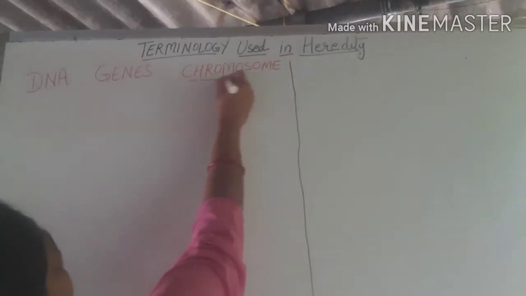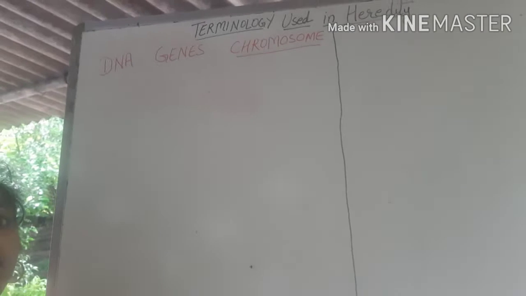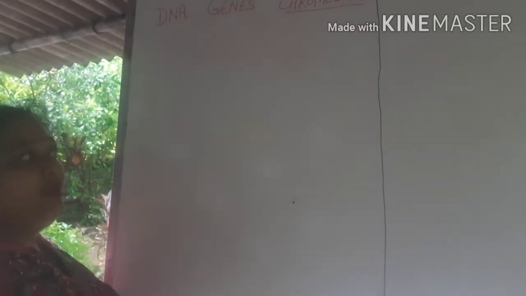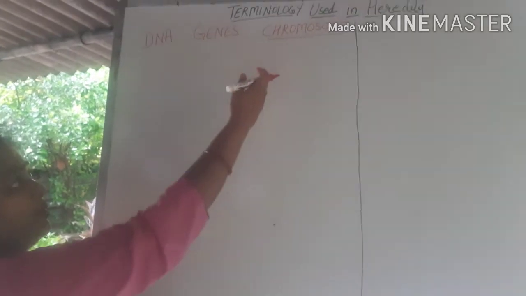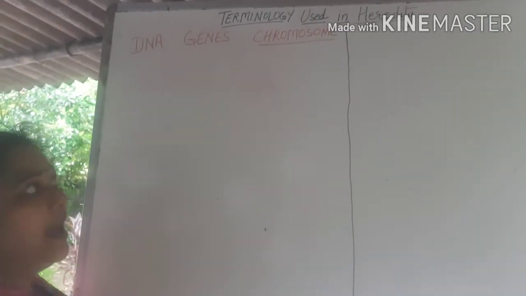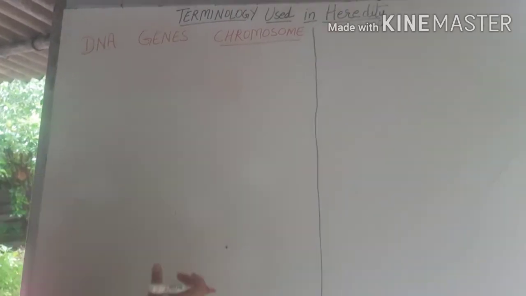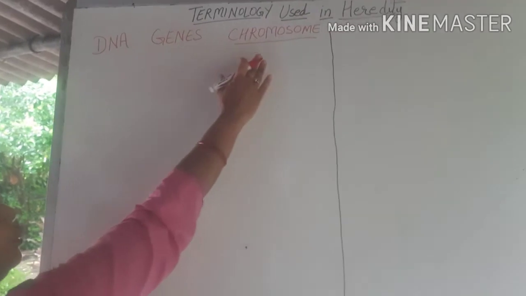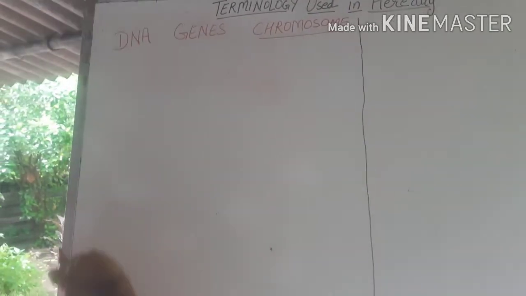Chromosome, you have learned about this in your lower classes also, in 8th standard, where you saw that chromosomes are present in the nucleus. These are thread-like structures and they thicken before cell division. And these chromosomes are made up of DNA.